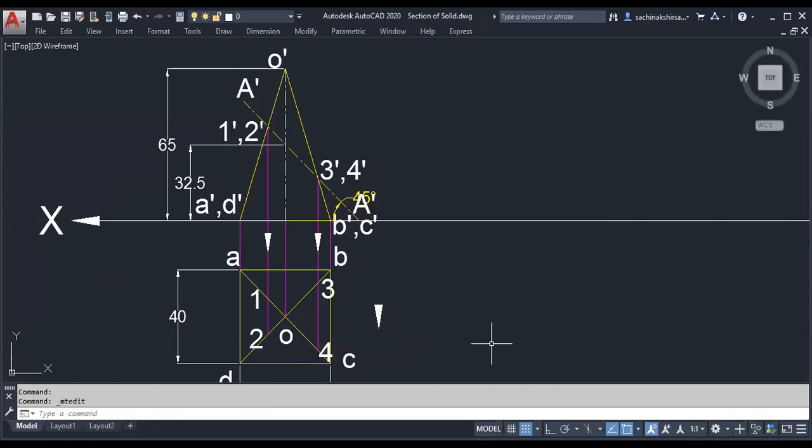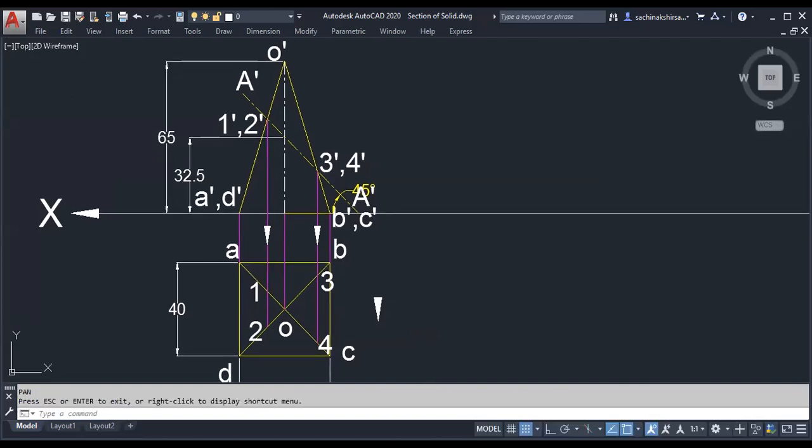So by that cutting plane, how many points did we get? Four points: 1, 2, 3, 4. So let us join them. That will be our cutting section. That many edges are cut by this cutting plane. That's why we have to draw it.